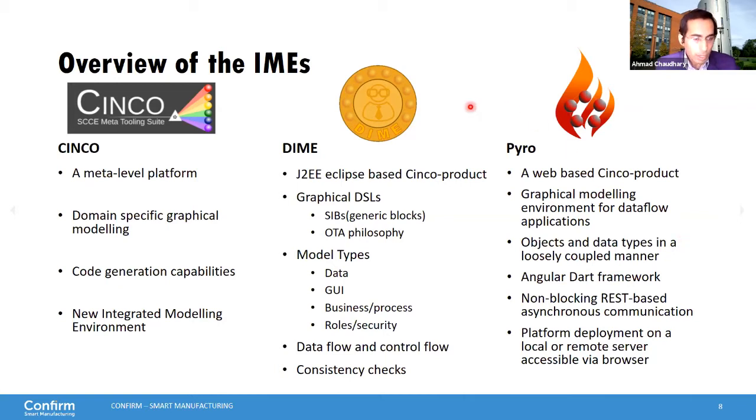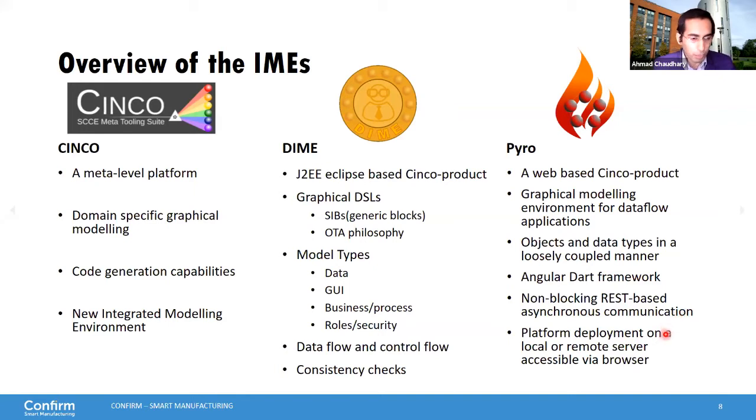In contrast to DIME, Pyro is a web-based CINCO product that runs on a browser, and it turns a browser into a collaborative domain-specific graphic modeling environment for data flow applications. Right now, Pyro only supports data flow, but not control flow. And the data exchange happens in a REST-based asynchronous communication, and the platform must be deployed on a local or remote server and should be accessible via browser.